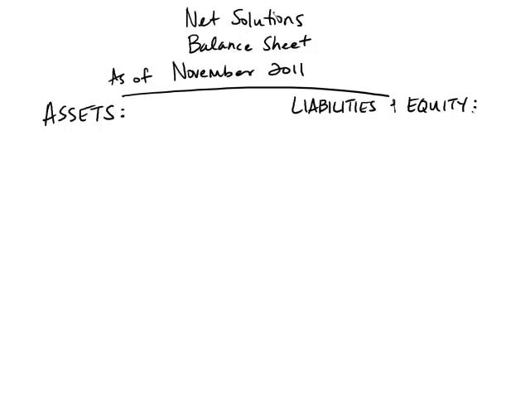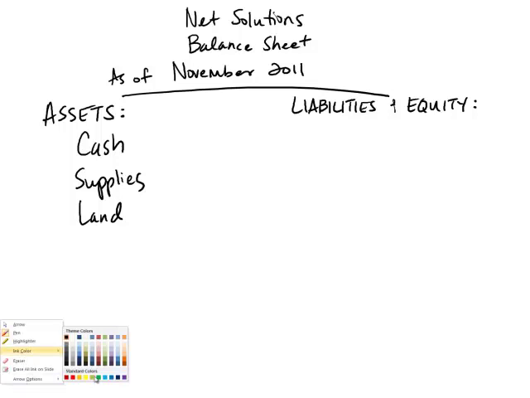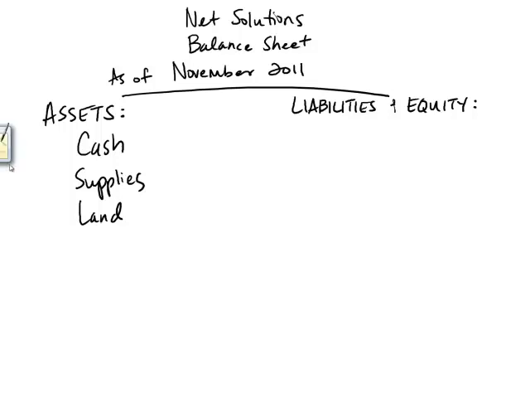The assets, he had 3 assets. He had cash, supplies, and land. And by the way, these are listed in order of liquidity. Okay, what does liquidity mean? What does liquid mean? Liquidated. Okay, what does that mean? Okay, used or sold. Turned into cash. So we list these in order of liquidity.